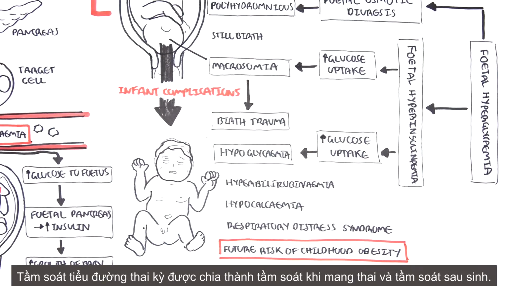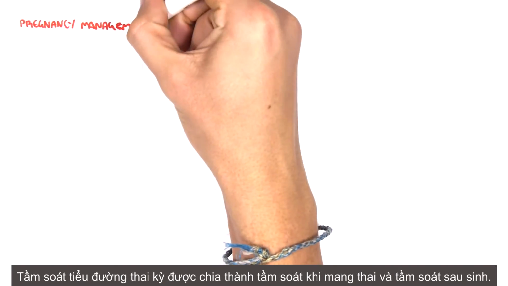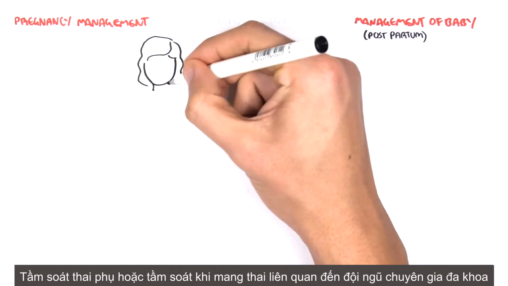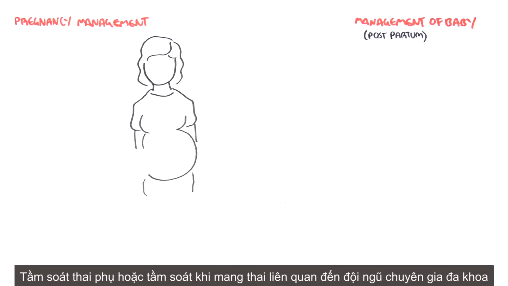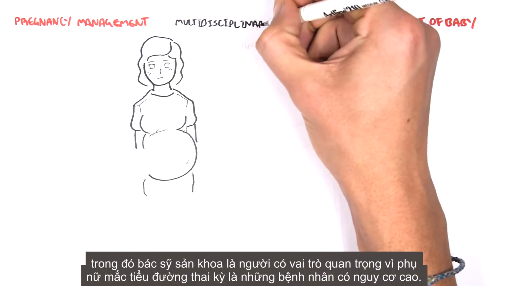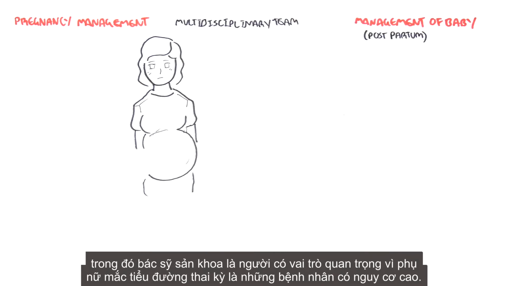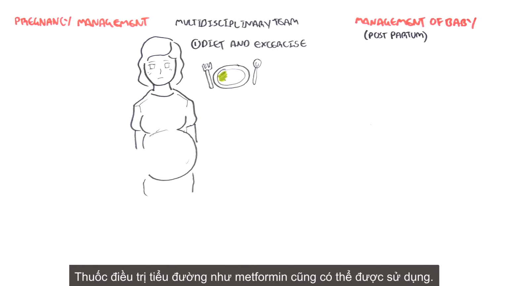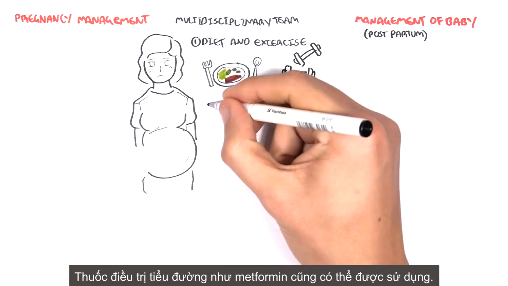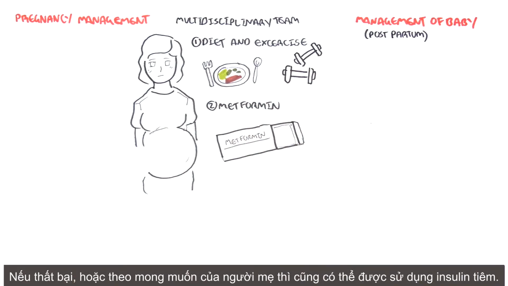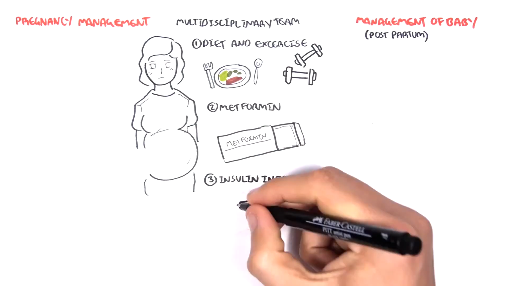The management of gestational diabetes can be divided into managing the pregnancy itself and managing the baby after delivery. The maternal management, or pregnancy management, involves a multidisciplinary team where the obstetrician plays a vital role, as a woman with gestational diabetes is a high-risk patient. The first-line management is diet and exercise. Diabetic medications, including metformin, can also be used. If this fails, or if the mother prefers, insulin injections can be used.